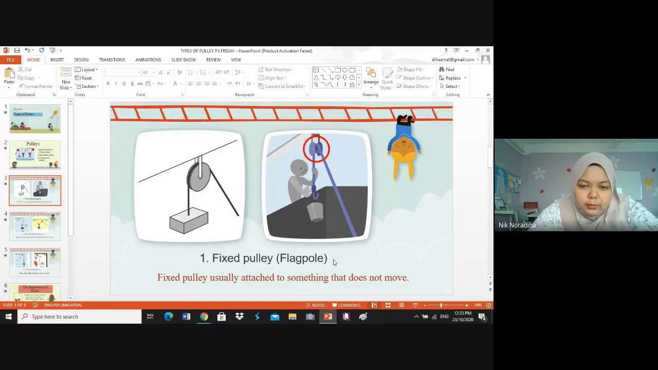Okay, write inside your book, peacefully. Do the bracket like this, flagpole. And write, usually attached to something that does not move. So remember, the pulley does not move. Look at this picture. The pulley did not move, but only the load, which is the bucket, and also the rope will be moving.